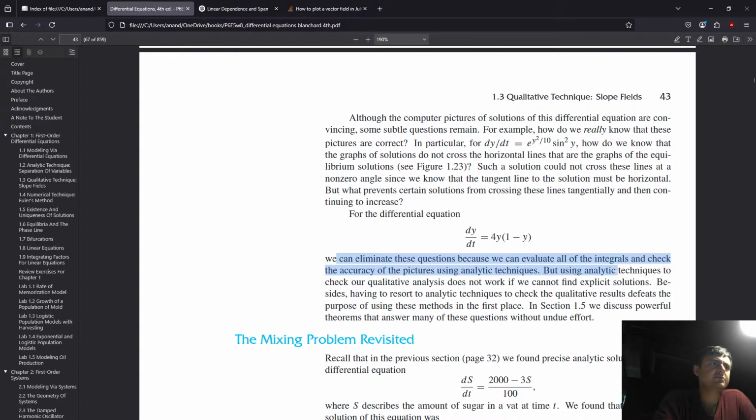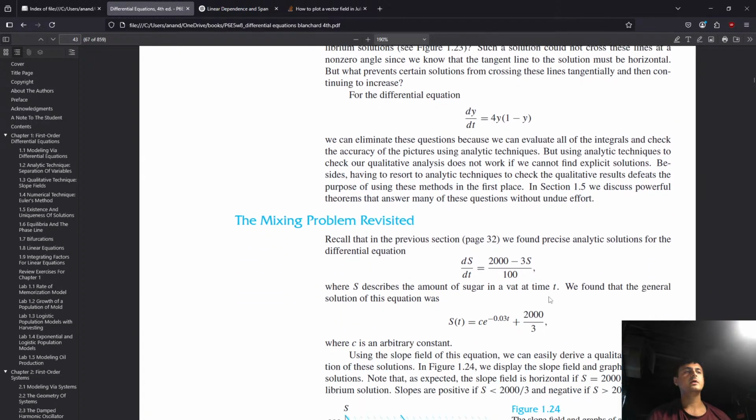We can eliminate these questions for the simpler model because we can evaluate all of the integrals and check the accuracy of the pictures using analytic techniques. But using analytic techniques to check our qualitative analysis does not work if we cannot find explicit solutions. Besides, having to resort to analytic techniques to check the qualitative results defeats the purpose of using these methods in the first place. In section 1.5, we discuss powerful theorems that answer many of these questions without undue effort. Okay. Nice. All right, revisiting the mixing problem.